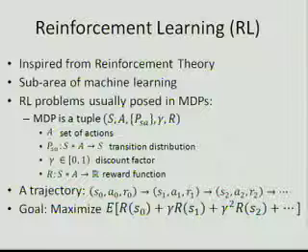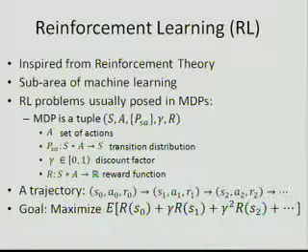RL is an unsupervised learning problem and a sub-area of machine learning. We'll define an RL problem using a Markov decision process, or MDP. An MDP is a tuple, where S is a set of states that an artificial agent can be in, A is a set of actions that an agent can take, and P(S, A) defines the distribution of next states S' that an agent can be in if it takes action A in state S.